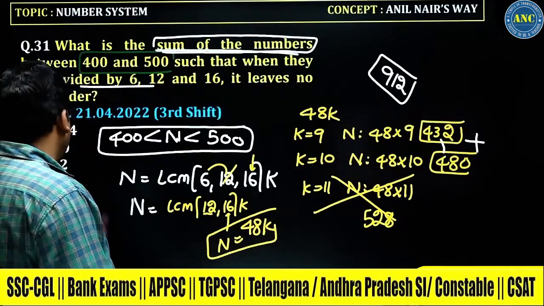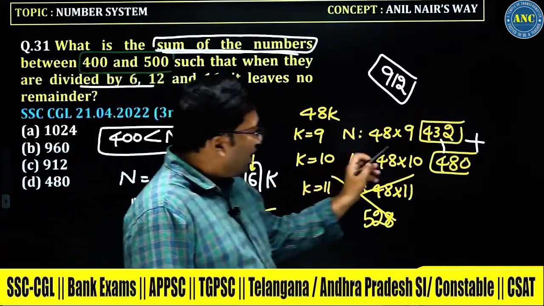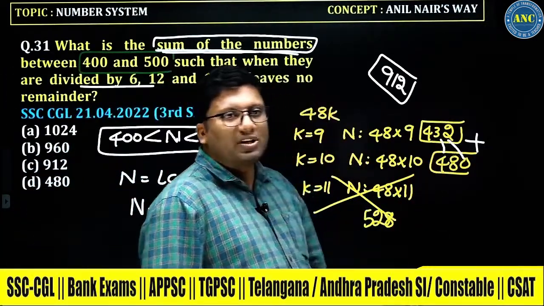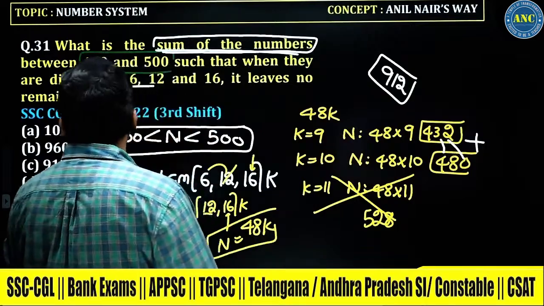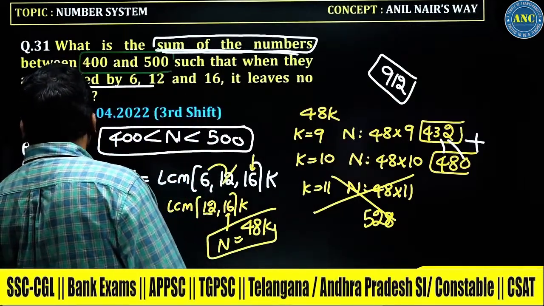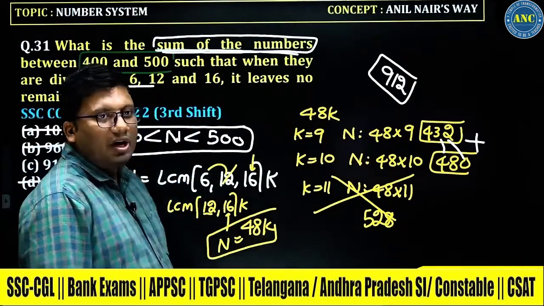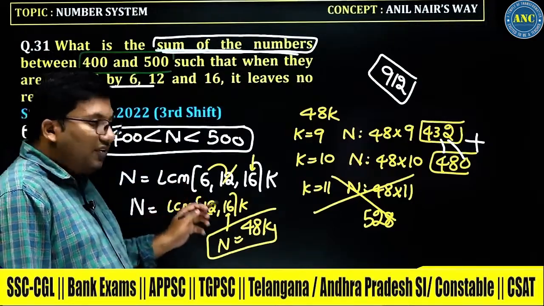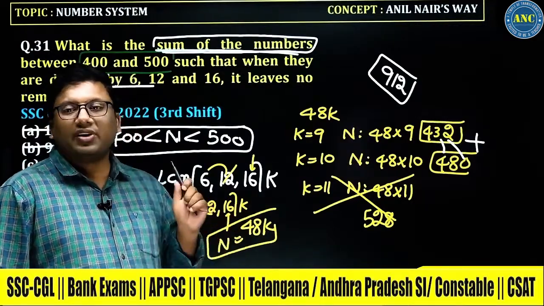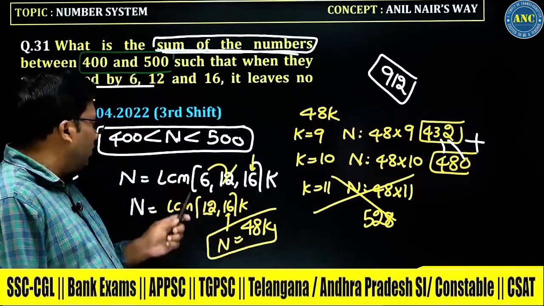432 plus 480. You don't need to do all this. Just add the unit digits. What is 2 plus 0? It is 2. The answer's unit digit should be 2. I hope the idea is clear. Wherever I am simplifying, that idea should be very much clear to you.